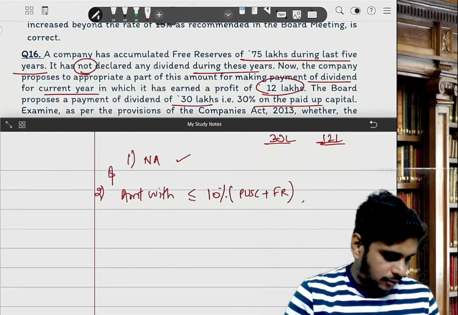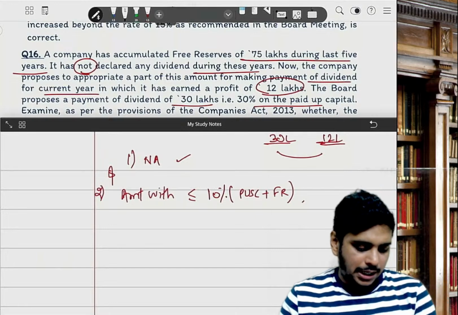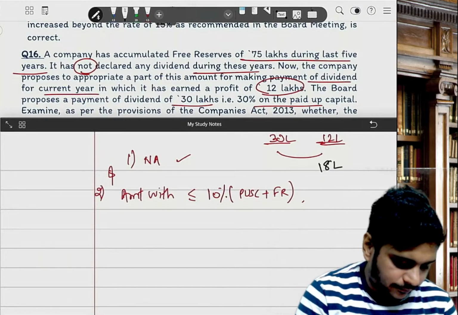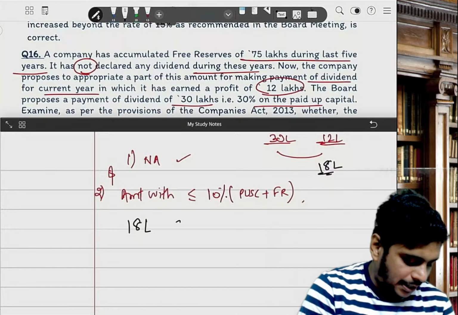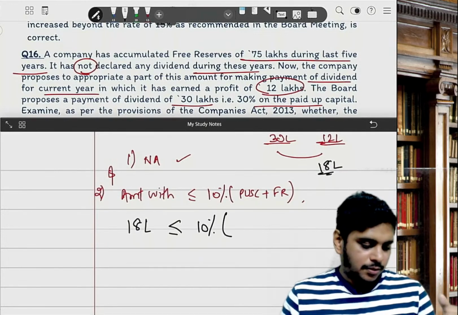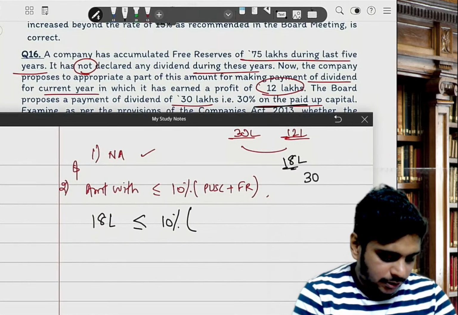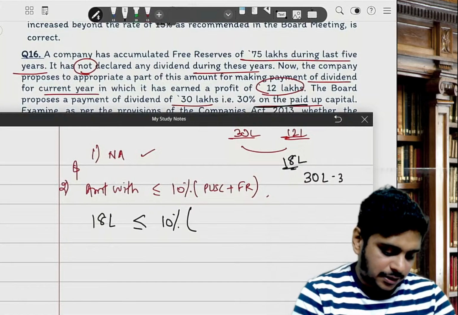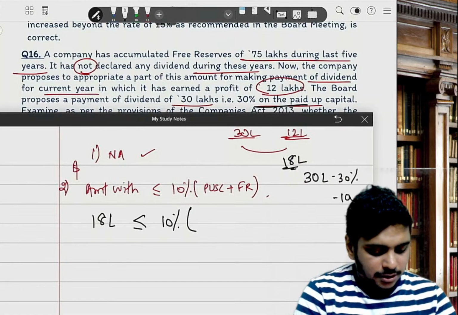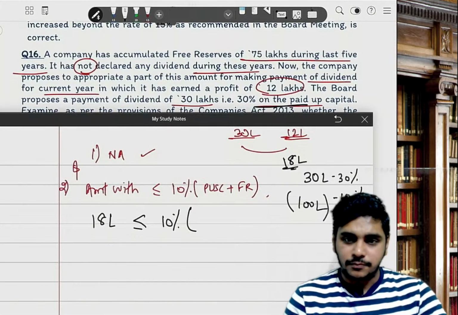So the amount withdrawn. How much is the shortfall? I have 12 lakh, I just need 18 lakh rupees. So 18 lakhs should be less than or equal to 10%. What is my paid up share capital? They have given that 30% on paid up capital is 30 lakhs. So how much is 100%? 100 lakhs. You do cross multiplication.